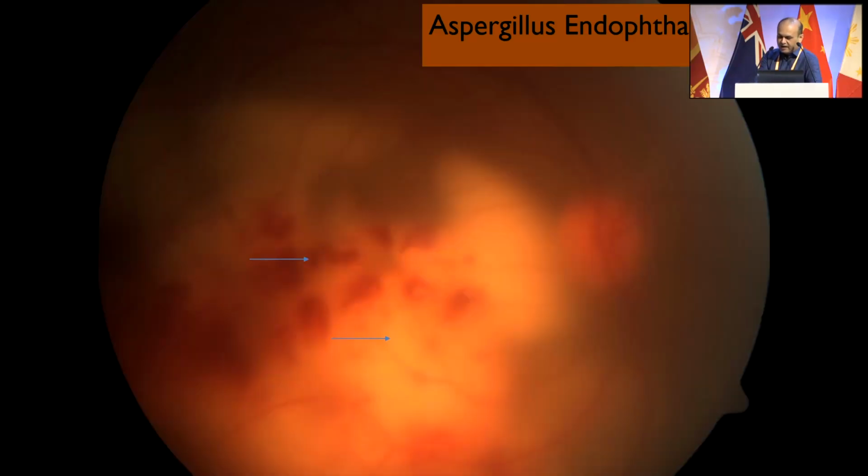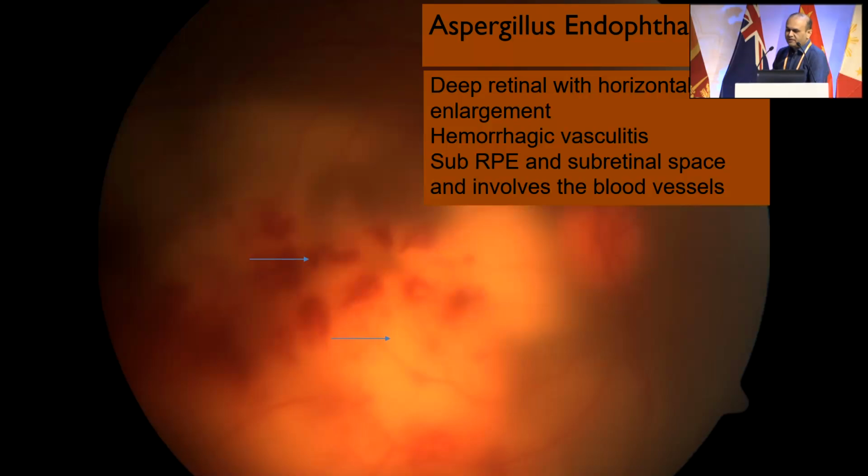Unlike that, aspergillus usually will have a deep retinal lesion with horizontal enlargement. So Candida may have unifocal, single, solitary lesions in a lot of cases, sometimes even 2 lesions, but they will not be horizontally widespread. And you can occasionally have a hemorrhagic vasculitis along with it. So if you see a diffuse, widespread lesion, in which the sub-RPE and subretinal space is involved, that usually is how aspergillus endophthalmitis presents.